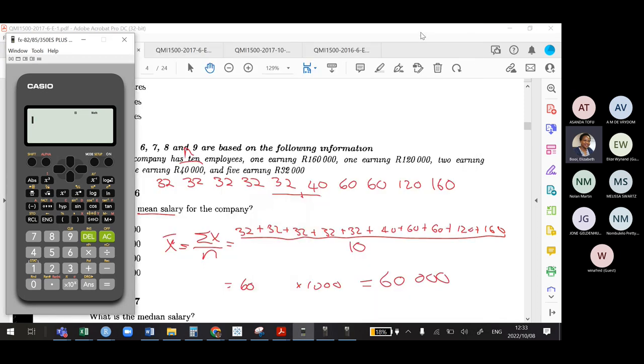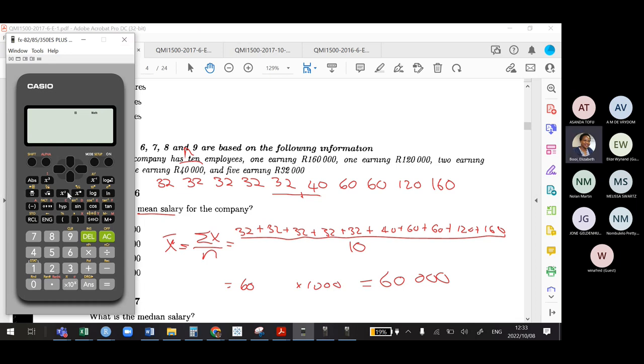Those who are using a Casio that has the fraction button, it's going to be easy as well. Some of the Casios have two buttons separated, S-sum and S-var, on button number one and button number two. If you have that calculator, the method is almost exactly the same. It's just that you are going to press different functions.